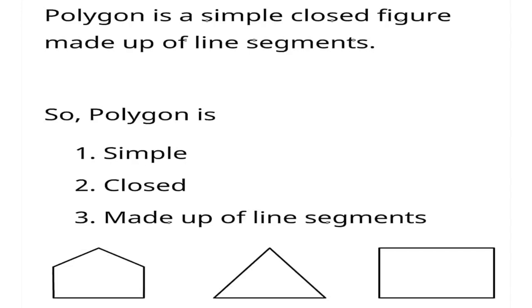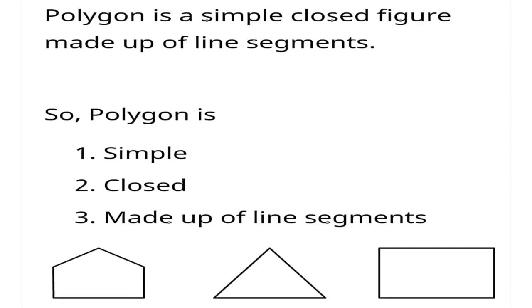So what does it mean by polygon? A polygon is a shape, a closed shape, and it is made up of line segments. There are only two conditions: if the shape is a polygon, it should be a closed shape, and second, it should have only line segments. It should not contain any curved lines. These two points are the conditions for a polygon.